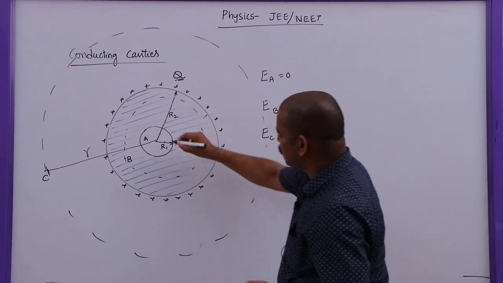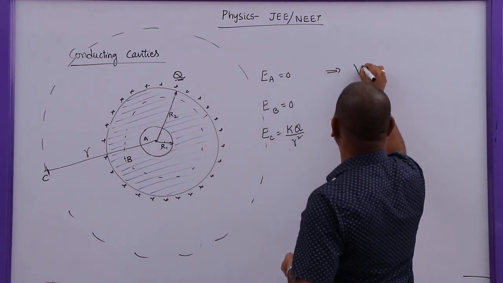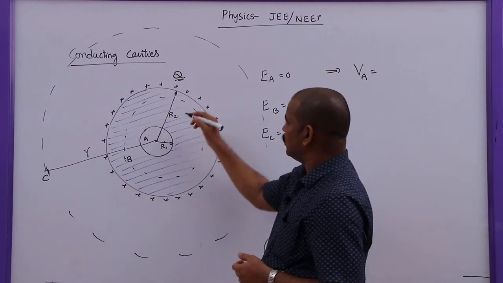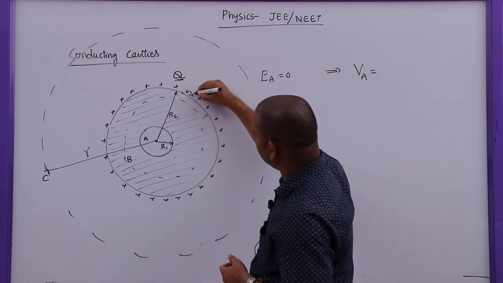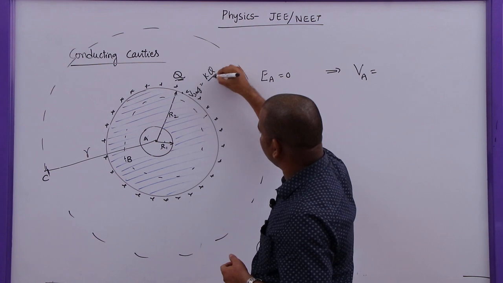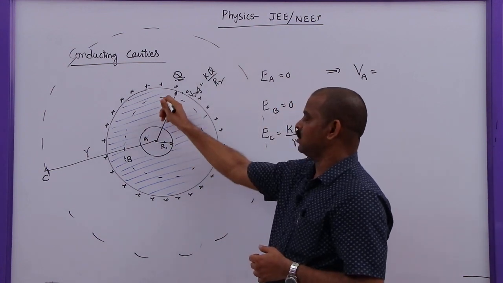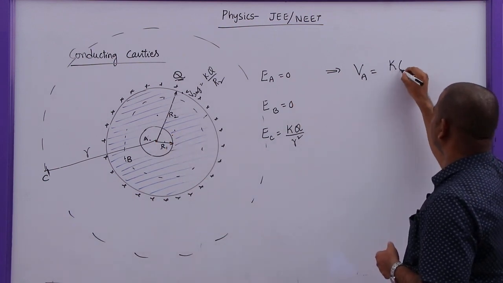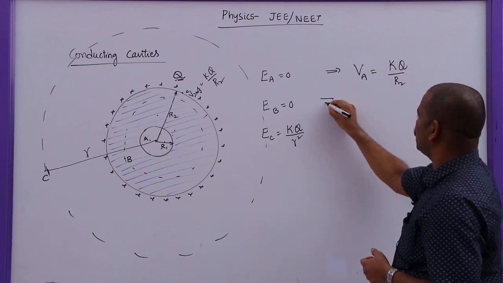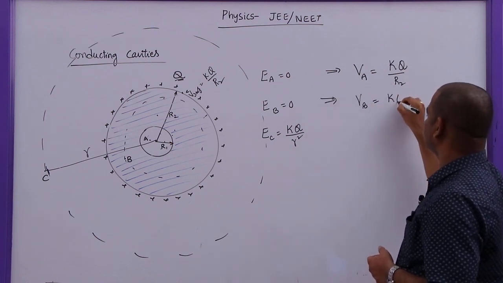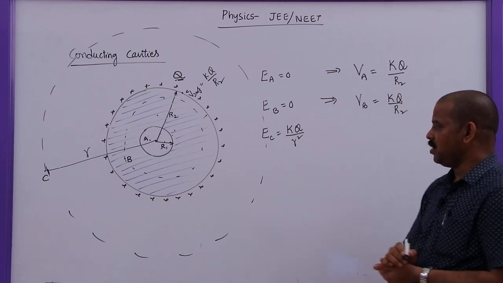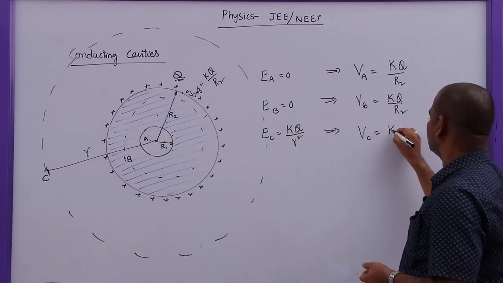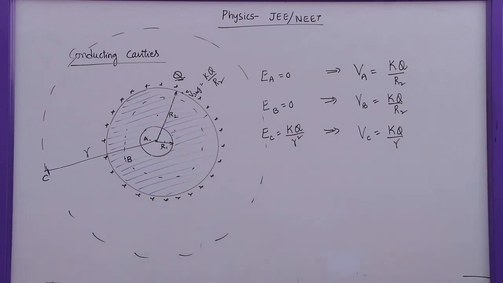Now what is the potential at point A? Potential is given by KQ by R, but we know that the potential on the surface of this sphere is KQ by R2. So the potential here is KQ by R2, and even at the center it is KQ by R2. Similarly, the potential at point B is also the potential on the surface, which is KQ by R2. But the potential at point C is given by Vc equal to KQ by small r.